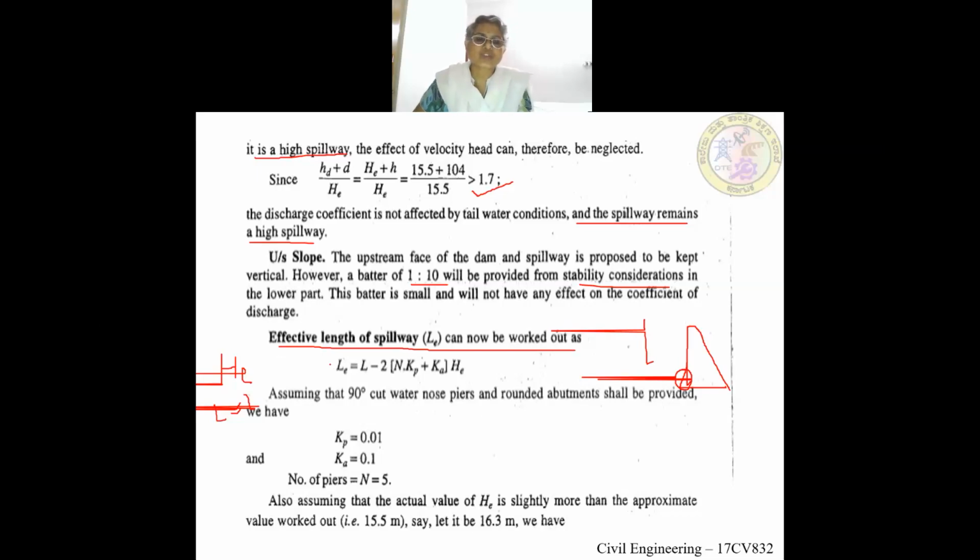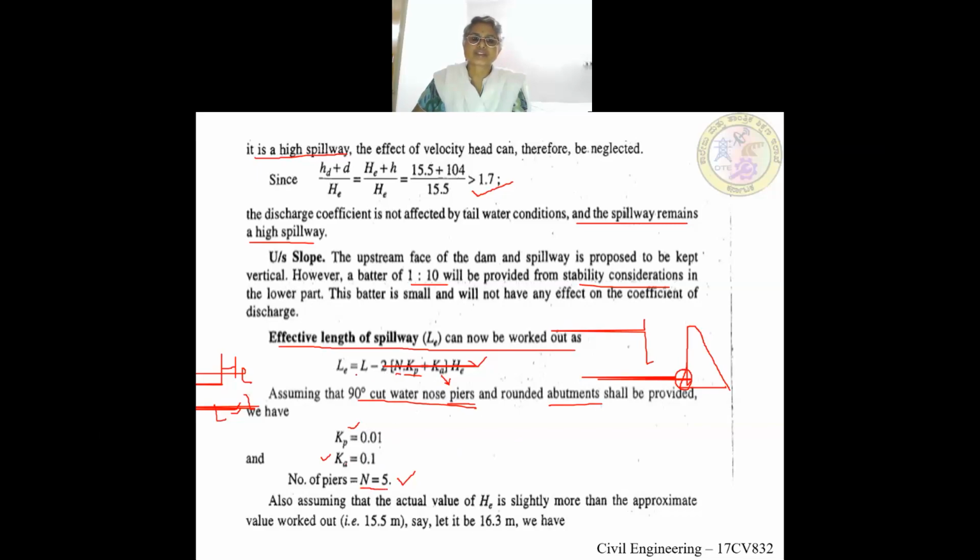We have discussed this equation in the previous session, where HE is the head of water and Ka is the coefficient of contraction because of the abutment and Kp is the coefficient of contraction because of the piers, and N is the number of piers, that is 5. Since this is not given, the values of Kp and Ka can be assumed. For 90-degree cut nose pier, the value of Kp is 0.01 and for rounded abutments, the value of Ka is 0.5. This is given in the problem.